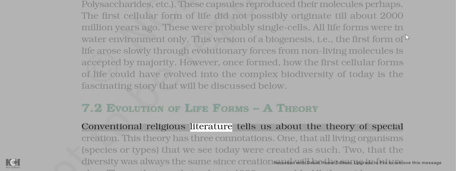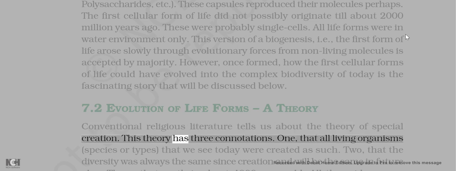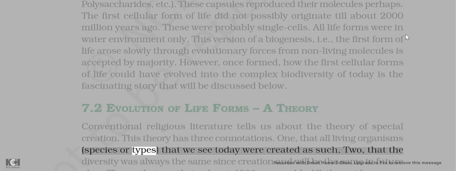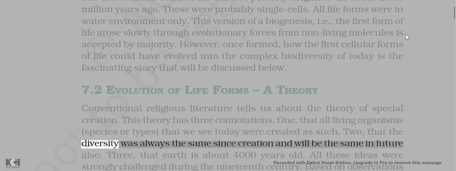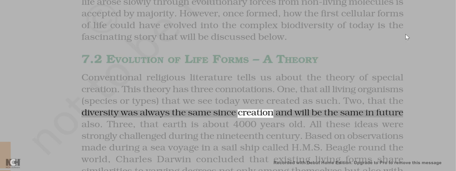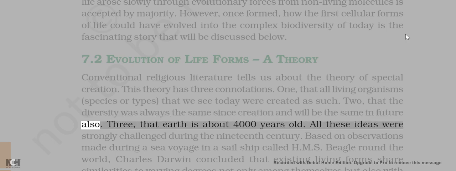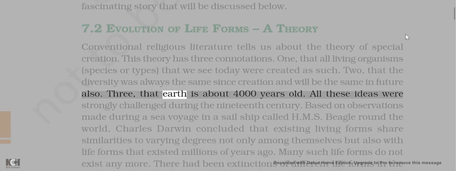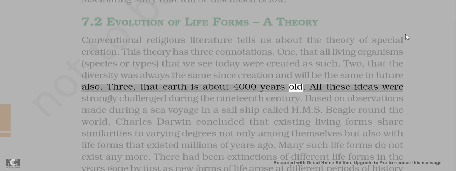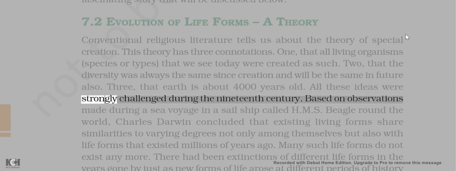Conventional religious literature tells us about the theory of special creation. This theory has three connotations. 1. That all living organisms, species or types, that we see today were created as such. 2. That the diversity was always the same since creation and will be the same in future also. 3. That Earth is about 4,000 years old. All these ideas were strongly challenged during the 19th century.